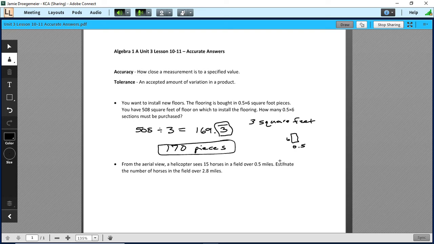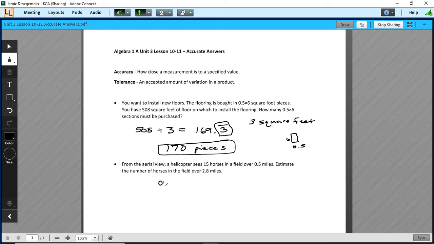All right, and then the next problem here says from the aerial view, a helicopter sees 15 horses in a field over 1/2 mile. And they want us to estimate the number of horses that would be in the field if we were able to see 2.8 miles. So we're making some assumptions here that these horses are kind of evenly spread across their field. If you think about that, I'm seeing 15 horses for every 1/2 mile.